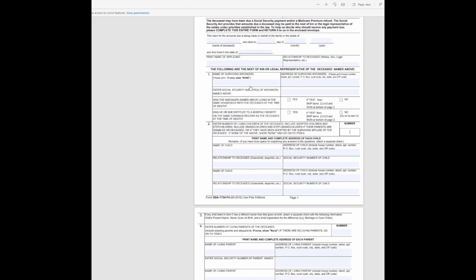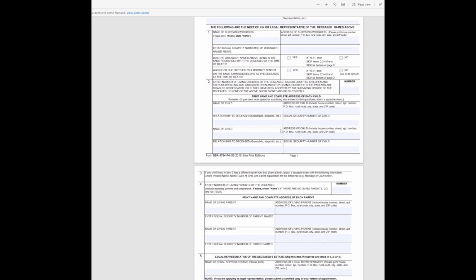All right. So again, name of surviving widower. There may be none. Again, it says very specifically, if there's no surviving spouse, put none. Then that's when it will jump into the children or the grandchildren, or not really grandchildren, but in certain situations, what this is referring to is you can be a grandchild receiving benefits off your grandparents' record, but there are very fine details involved in that.